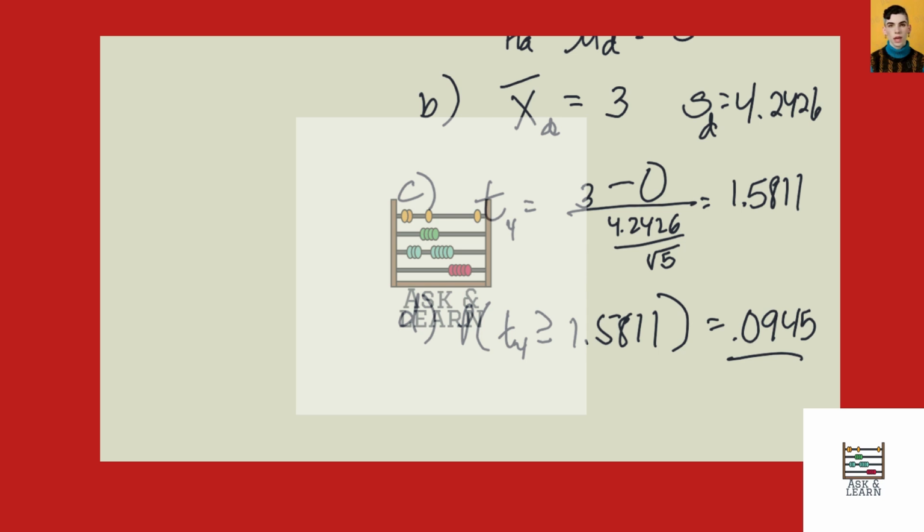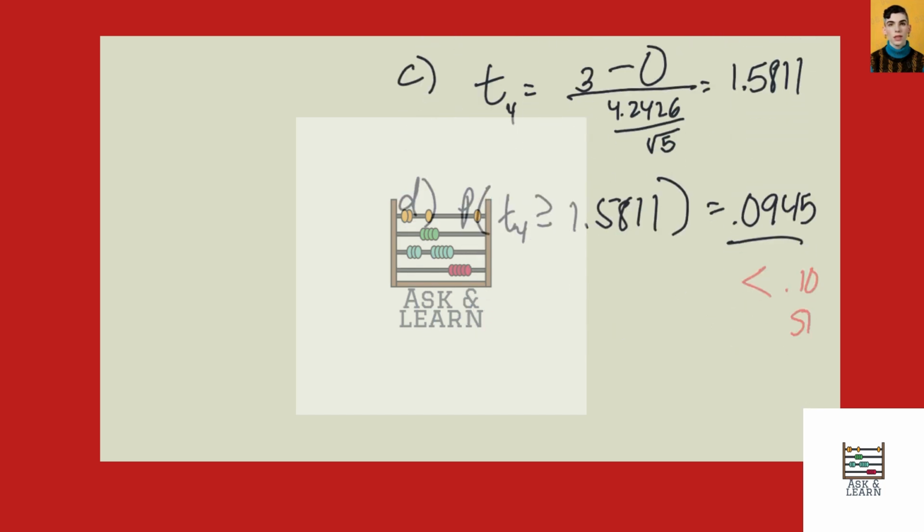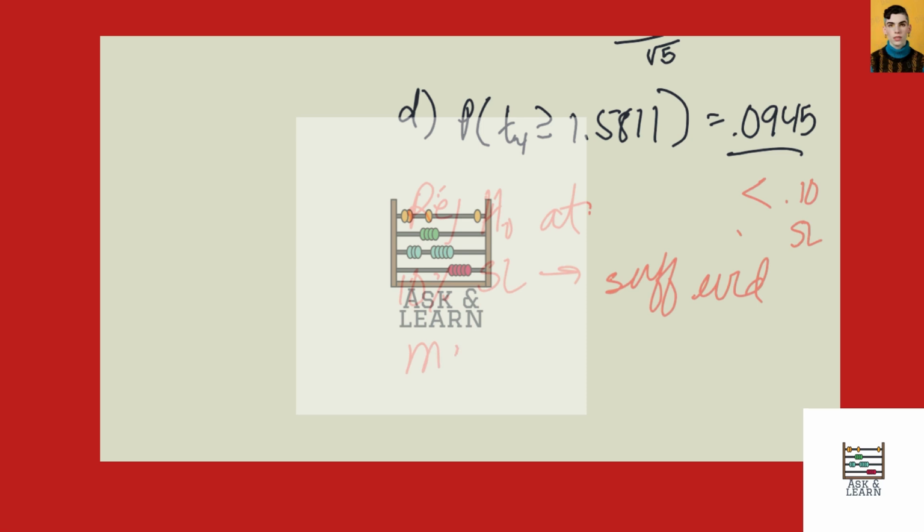Now you're using a significance level at 10%. And we have this value is smaller than that 0.10 significance level. Therefore, you would have evidence to reject the null at a 10% significance level and say that there is sufficient evidence that machine B has a higher mean.